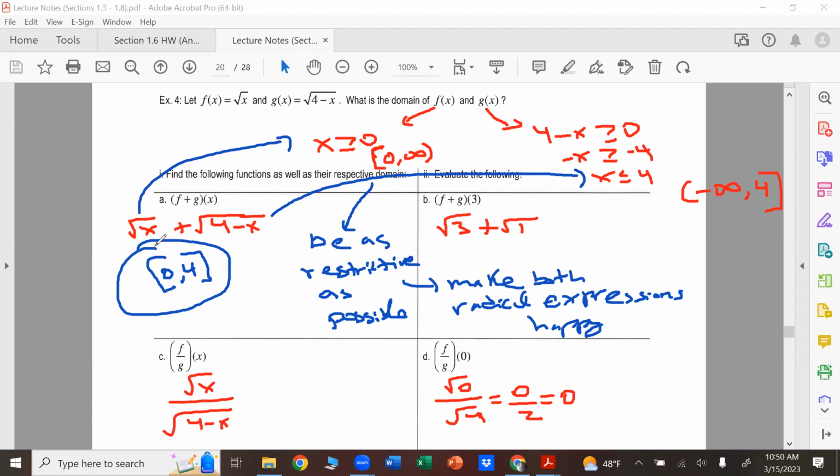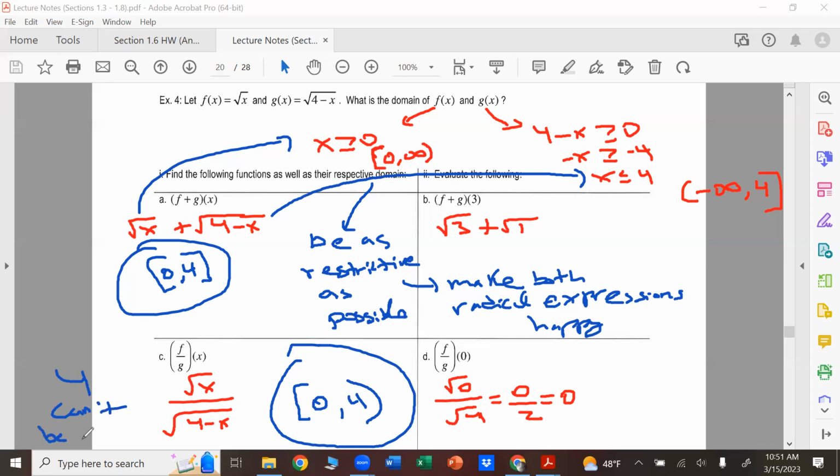Like for C, again, you can't be less than 0. You can't be greater than 4, but you can't equal 4 either. So in this case, you go parentheses. So you still can't have square roots of negatives in either one, but you can't include 4 because then you're dividing by 0. Four can't be included, because then you're dividing by 0.